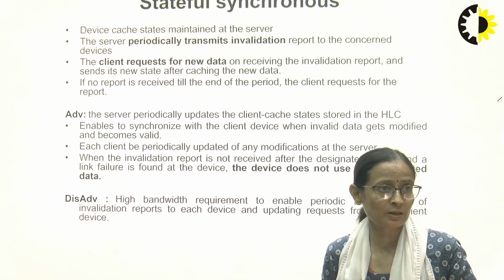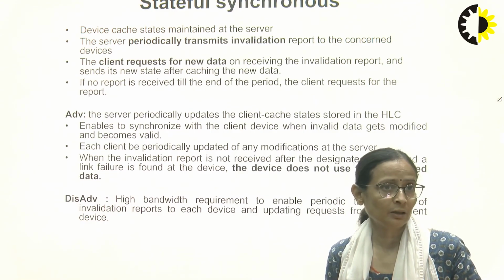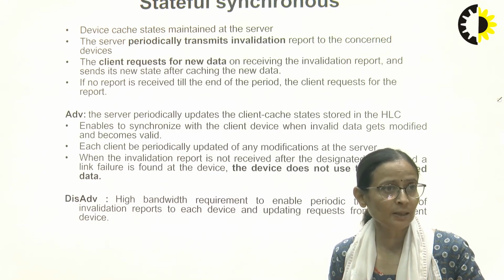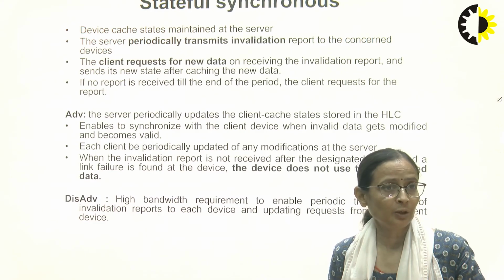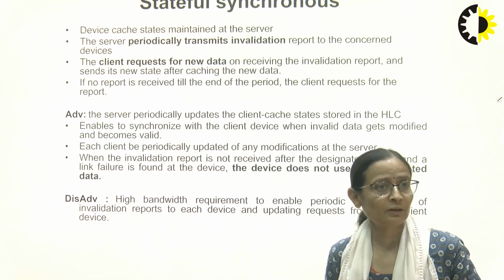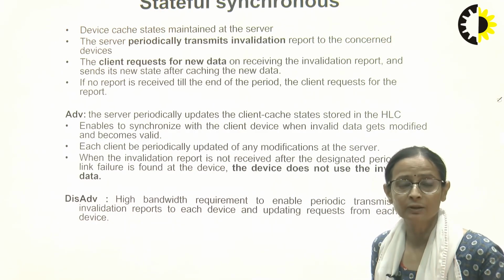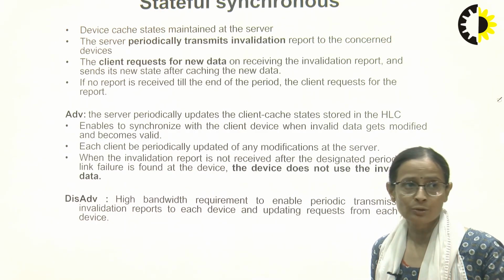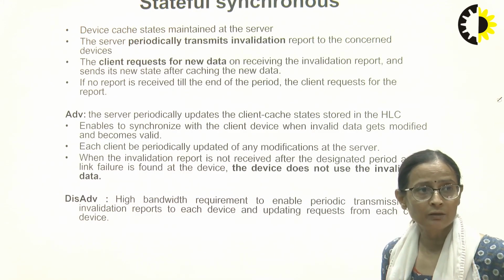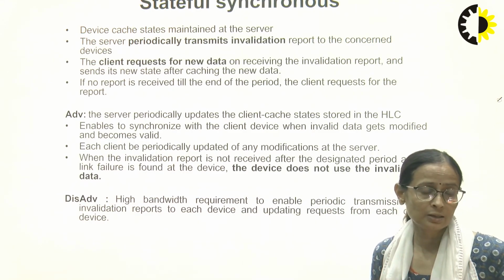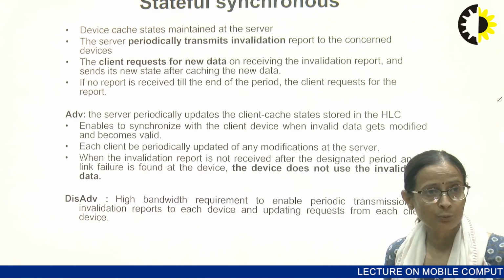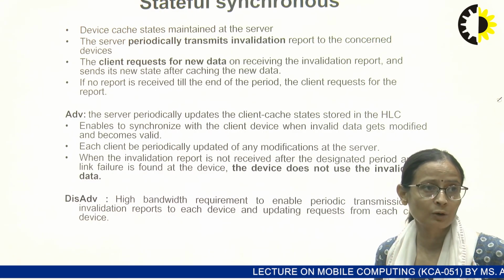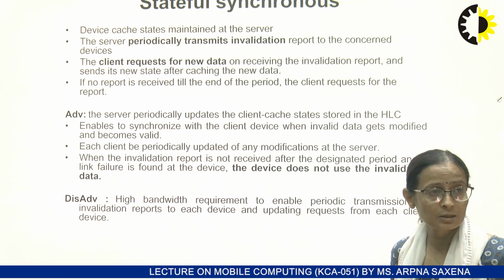So what are the pros and cons here? The server periodically updates the client's cache states stored in the HLC, enabling it to synchronize with the client device when invalid data gets modified and becomes valid. Each client is periodically updated of any modifications. When the invalidation report is not received after the designated period, due to some link failure, the device does not use the invalidated data. But what's the disadvantage? There is a high bandwidth requirement to enable the periodic transmission of invalidation reports to each device and the update requests from each client device. So this is the disadvantage here.